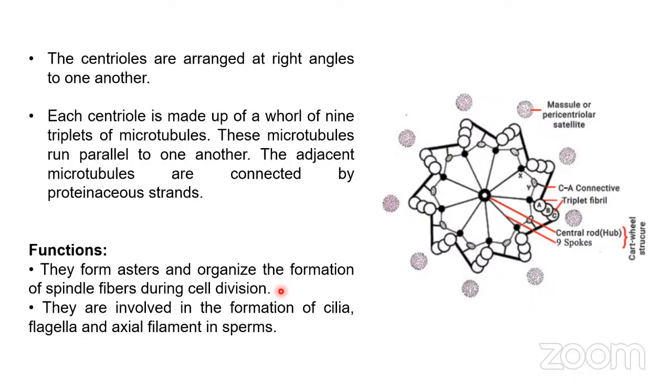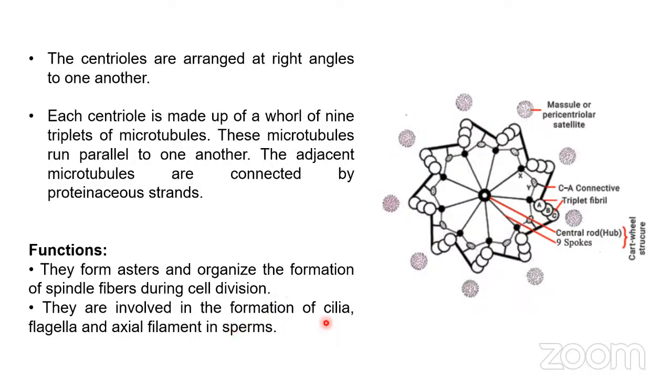during cell division. So you might have studied cell division. During cell division, there is spindle formation, and centrioles play an important role during that. So they form the asters and organize the formation of spindle fibers during the cell division that further helps in the arrangement of chromosomes, so that further the cell division can take place.